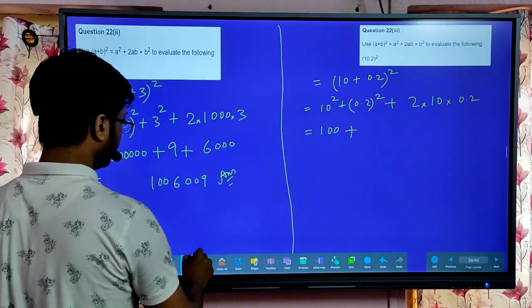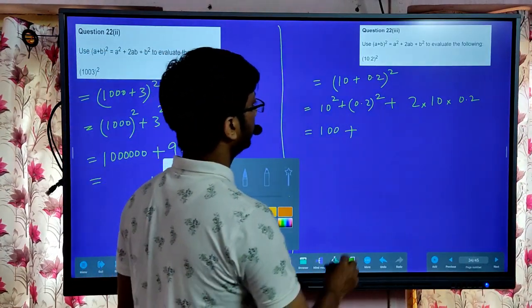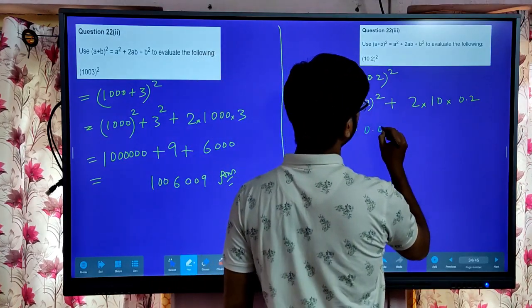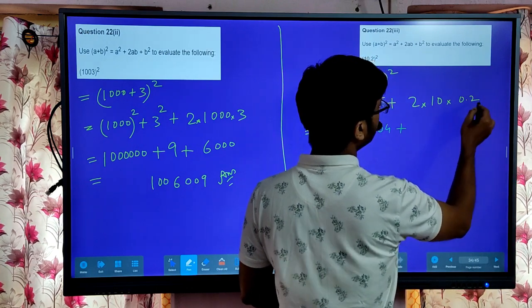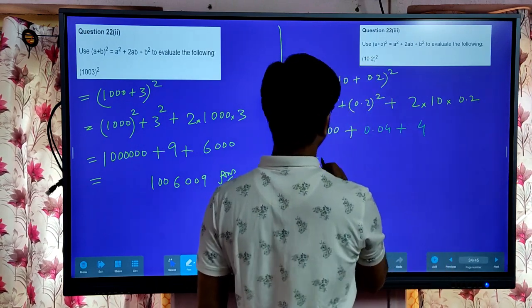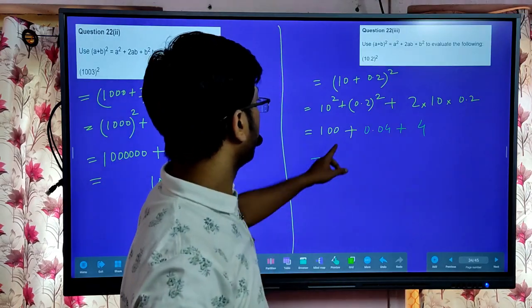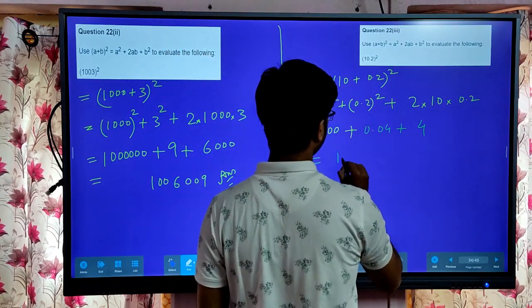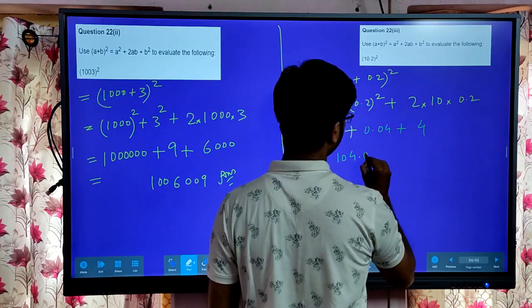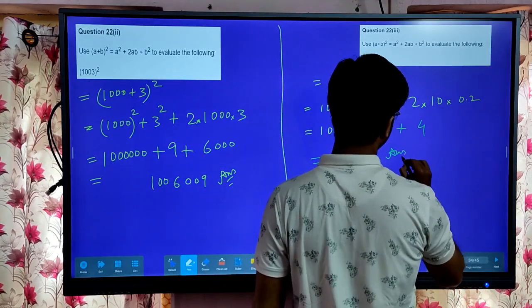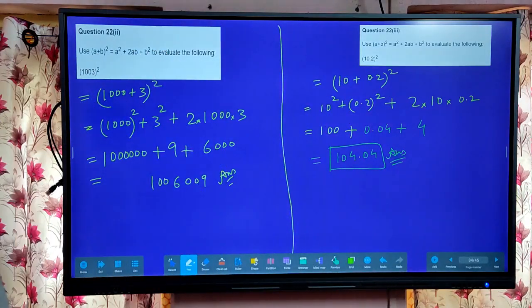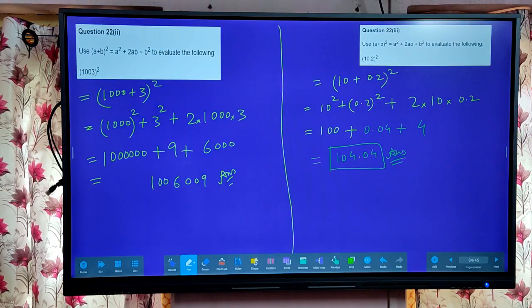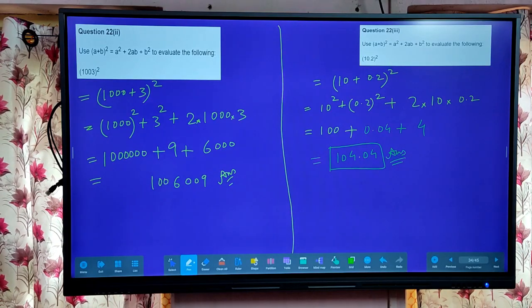So this will be 0.04 plus this portion will be 10 into 0.2 is 2, 2 twos are 4. So it will be 104.04. This will be the answer. Check it. Next question.